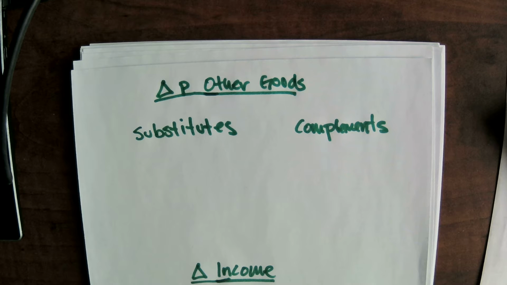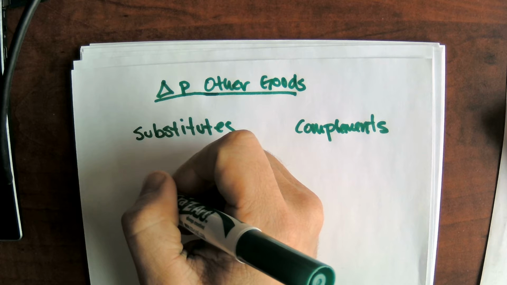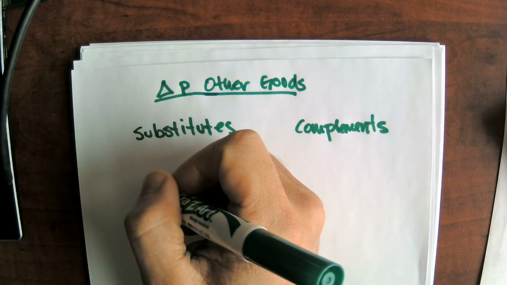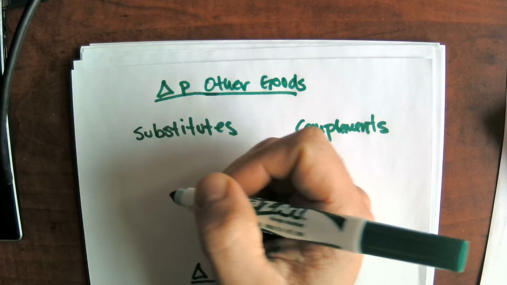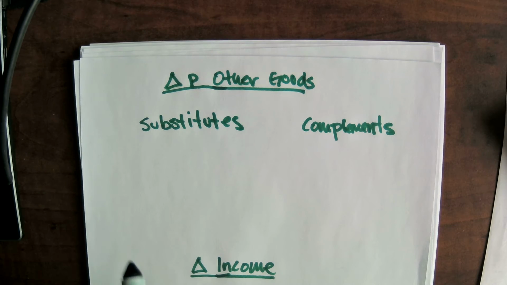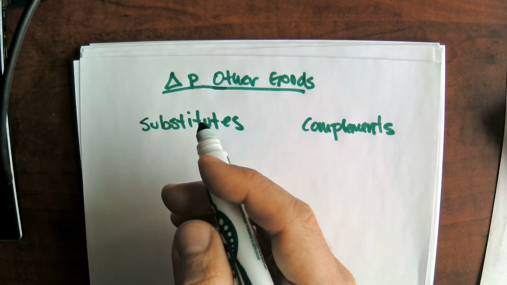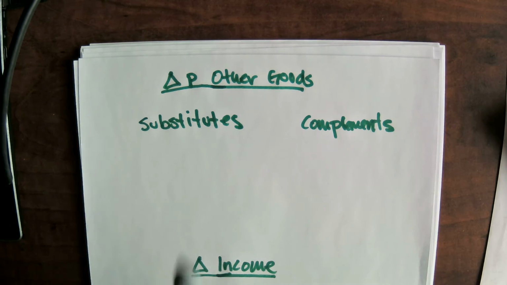Okay, so real quick, the question is, imagine that there's a good. We're going to model the demand for a goods market, and we want to ask the question, what happens to the demand of this particular good when the price of other goods changes? Well, it's really going to depend on whether the other good is either a substitute for the good we're looking at, or a complement. So what is a substitute?